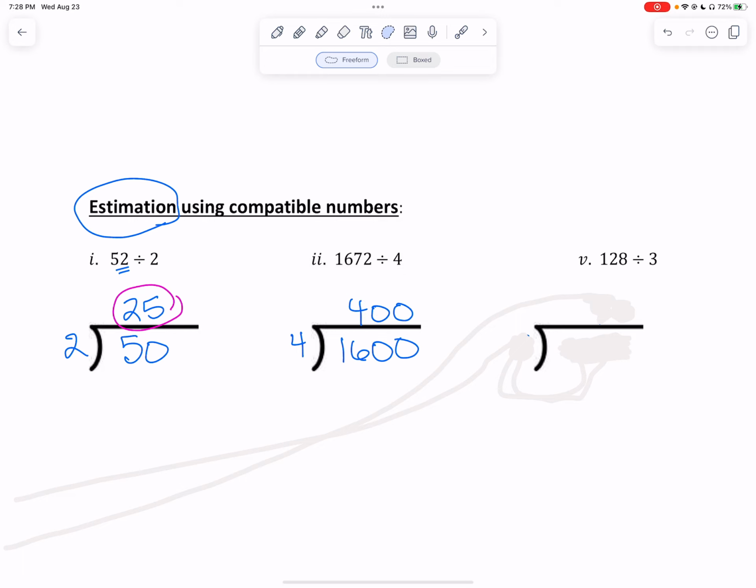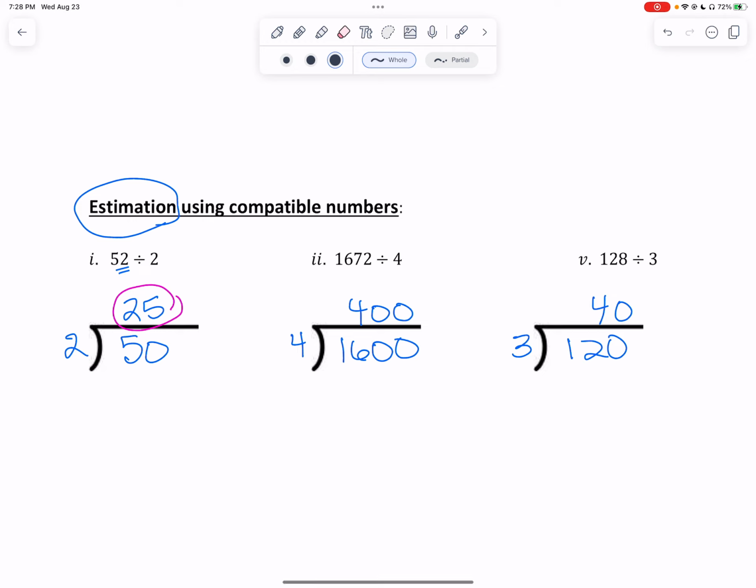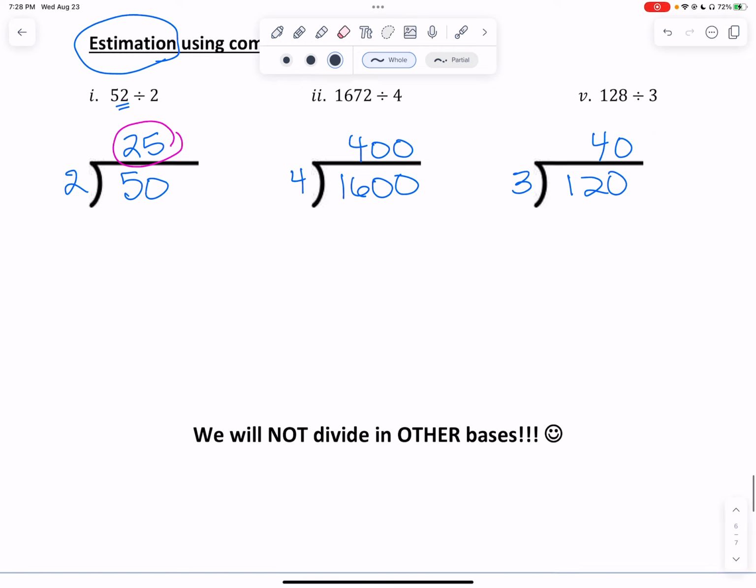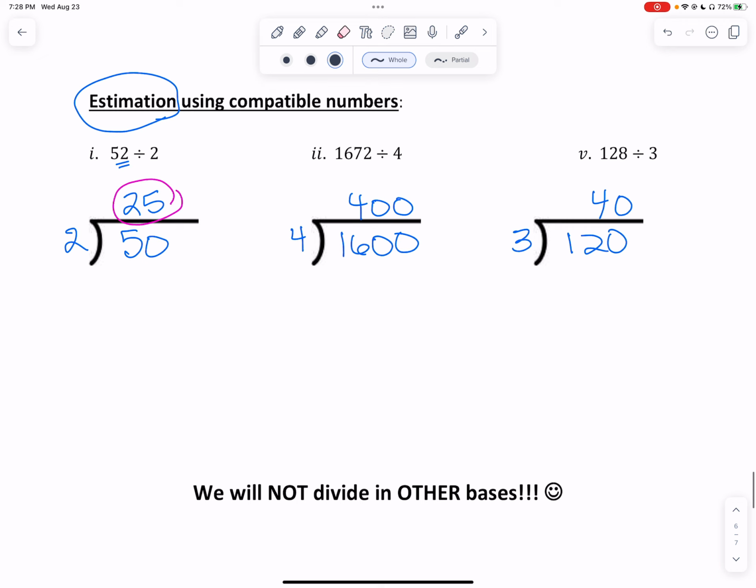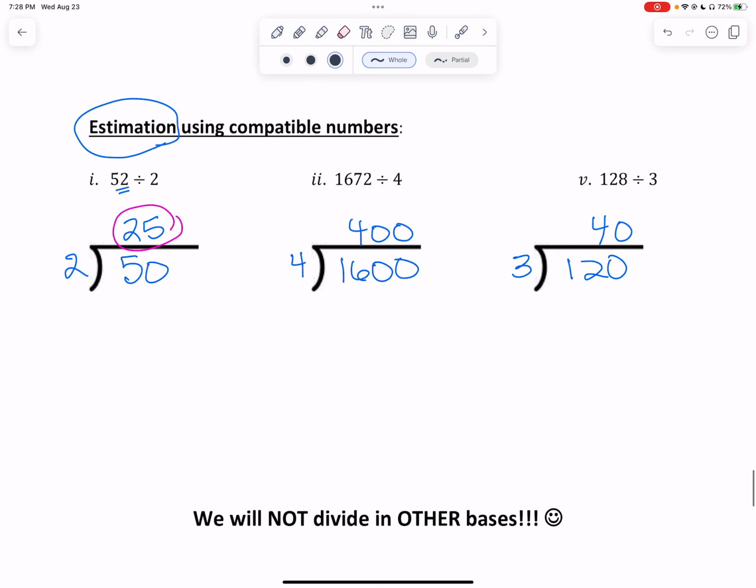Okay. One last one. So instead of 128, I'm just going to do 120, because 3 goes into 12 4 times. So it's going to be roughly 40. Okay. And we are not going to divide in any other basis. So you are now finished with chapter 3.